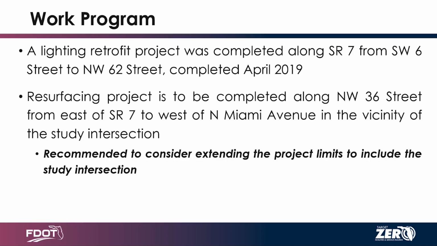So pulling some information from the work program, it was found that a lighting retrofit project was actually completed along State Route 7, including our project area, completed around April 2019. So that's about halfway through the time period we collected data for crash analysis. And then a resurfacing project is to be completed adjacent to our project location. So we're recommending to consider maybe extending the project limits to include the study intersection, since there is a safety problem here as well.